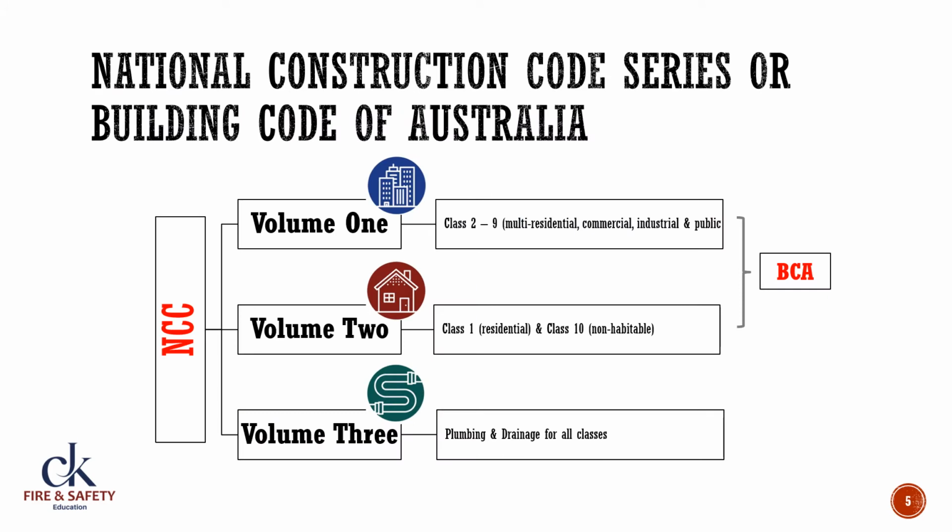As can be seen in this diagram, Volume 1 contains requirements for Class 2 to 9 buildings. This includes multi-residential, commercial, industrial and public uses. Volume 2 deals with Class 1 residential buildings and Class 10 structures, which include carports and garages. Together, Volume 1 and Volume 2 form the BCA. Volume 3 is the Plumbing and Drainage Code and is not the subject of this presentation.